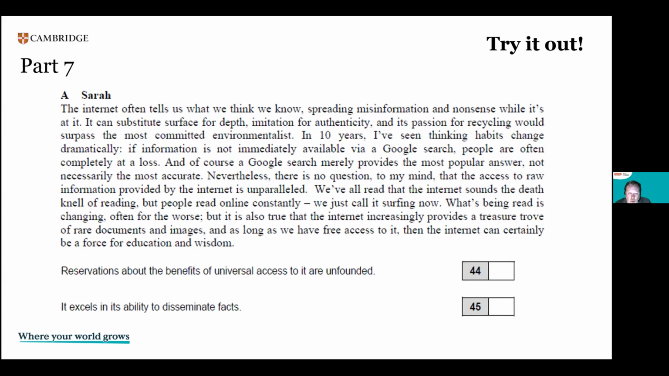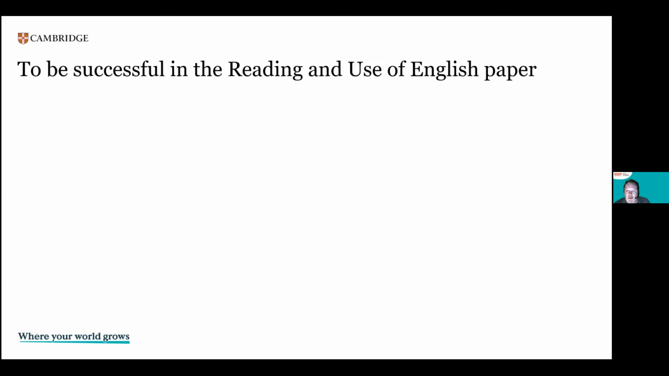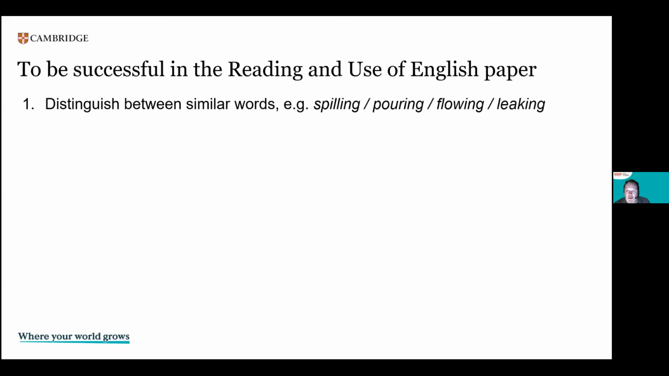So, to be successful in the reading and use of English paper, first of all, you need to be able to distinguish words which seem to have very similar meanings. For example, spilling and pouring involve movement of liquids, but they are used in different situations and have different related things. You need to be very, very precise in your use of these.